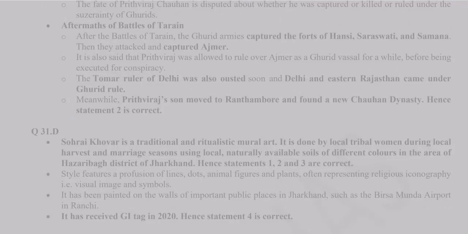The fate of Prithviraj Chauhan is disputed about whether he was captured or killed or ruled under the suzerainty of Ghurids. Aftermath of the battles of Tarain. After the battles of Tarain, the Ghurid armies captured the forts of Hansi, Saraswati, and Samana. Then they attacked and captured Ajmer.